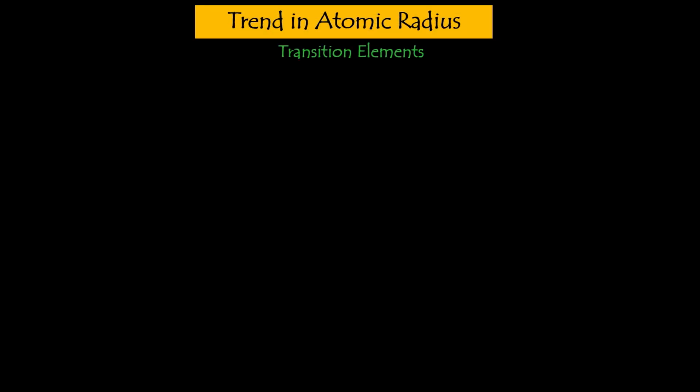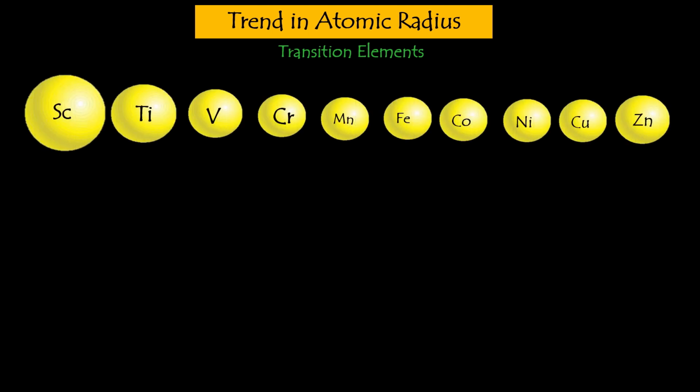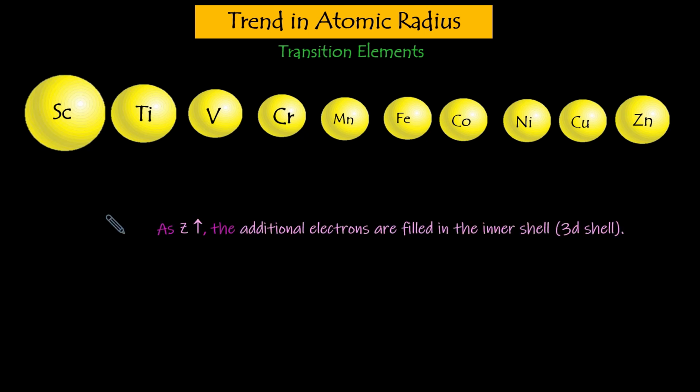Transition elements. These are the elements from the first row of transition elements. As the proton number increases, the additional electrons are filled in the inner 3d shells.